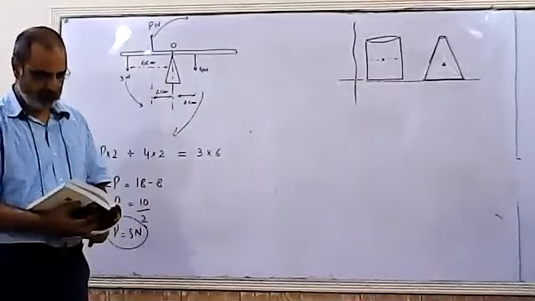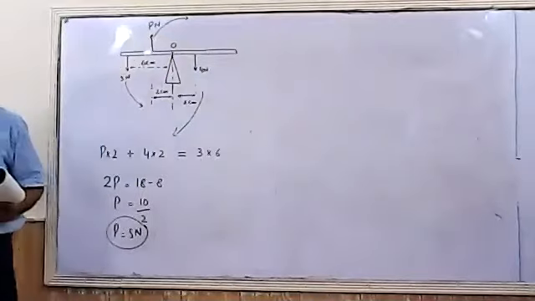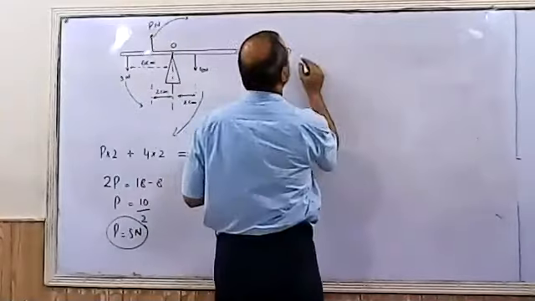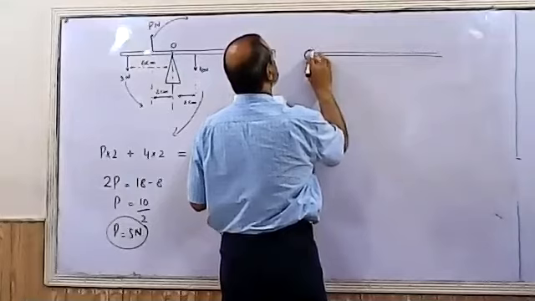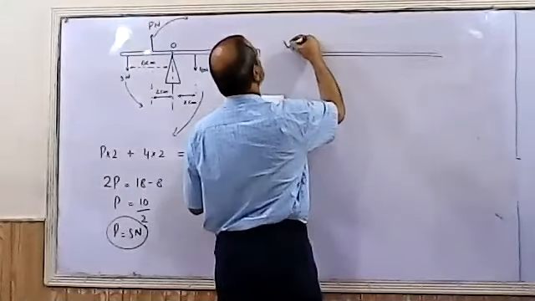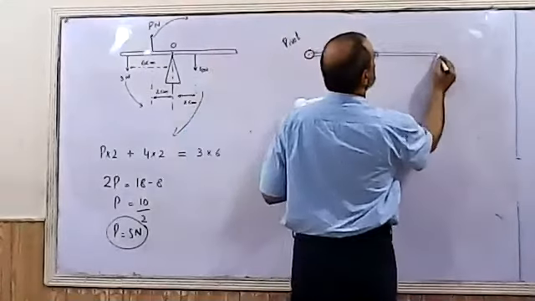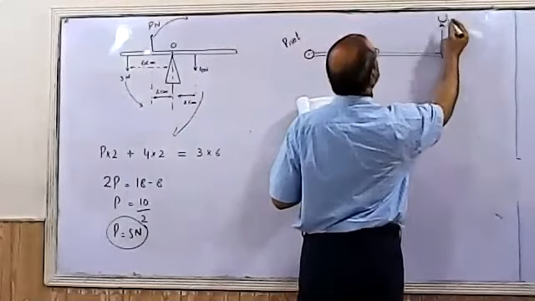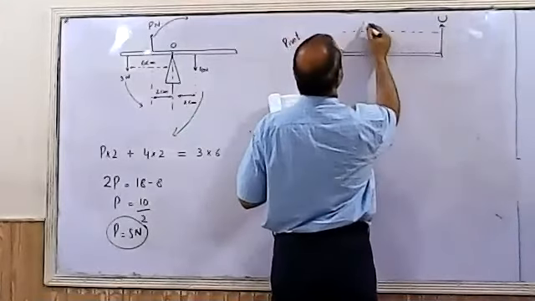Next, another example for you. We have a beam of length 40 centimeter, which is pivoted at this point. This is our pivot. A force is applied here, and this total distance, remember, it is 40 centimeter.